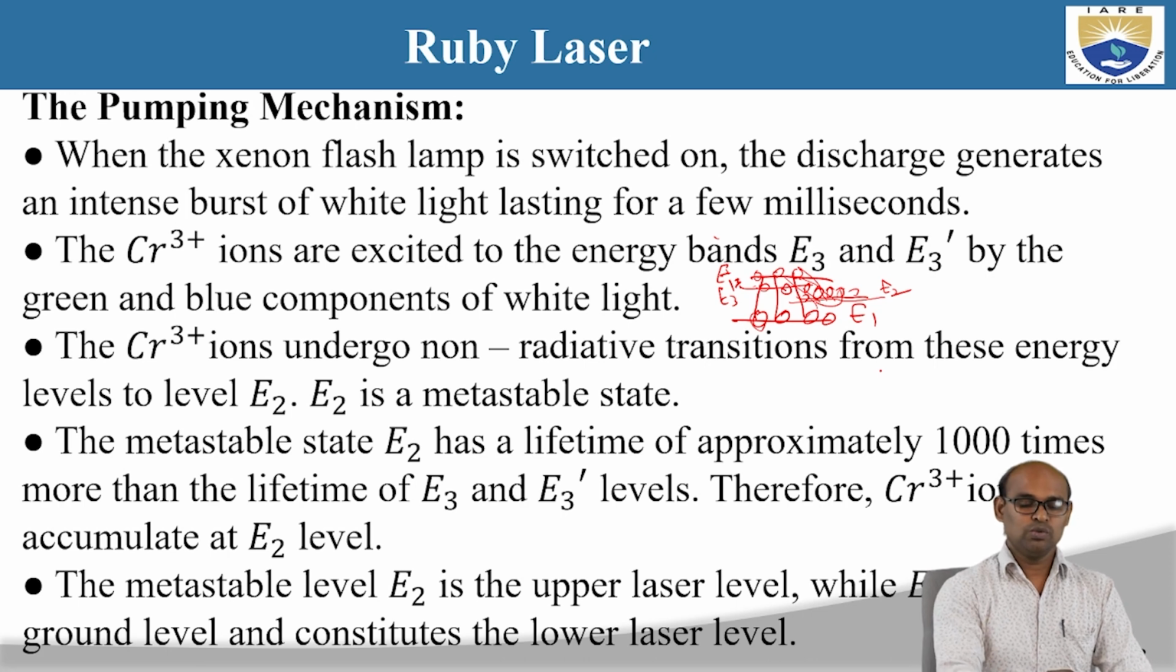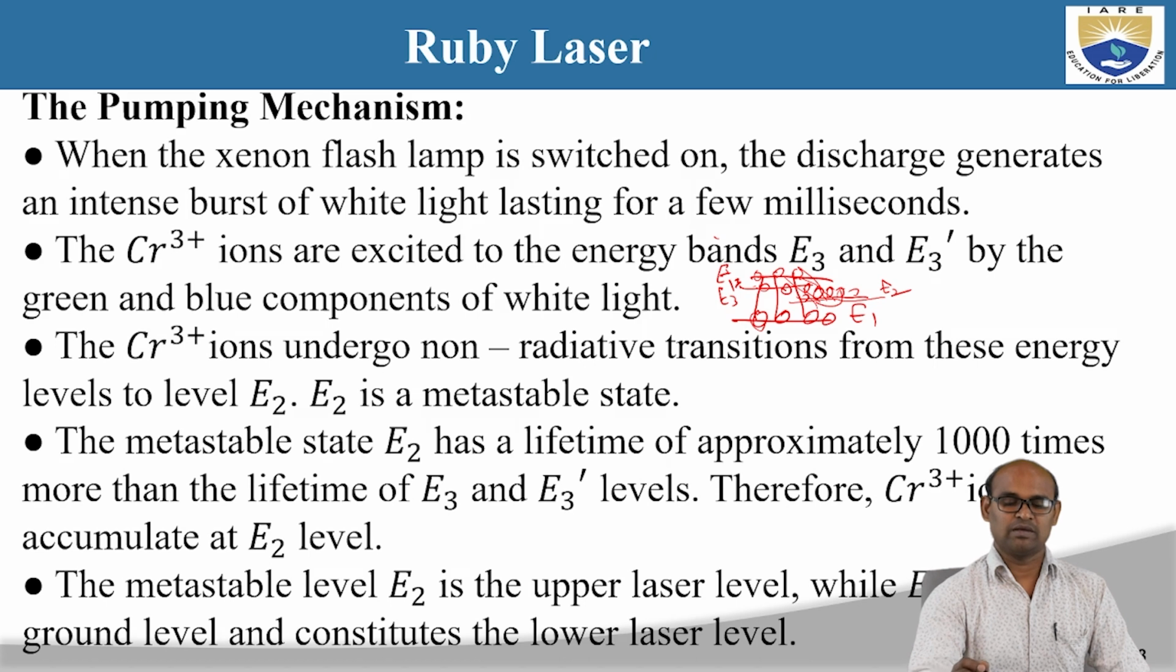Okay. So the metastable state E2 is the upper laser level, while E1 is the ground level and constitutes the lower laser level. That means as the chromium atoms accumulate in E2, there are more chromium atoms in E2 compared to the other energy levels. Now let us draw another structure. This is E2 and this is E1. We know that E1 is the ground state and E2 is a metastable state. Because E3 and E3 prime are normal excited states, there will be more atoms accumulated in the metastable state compared to the ground state.